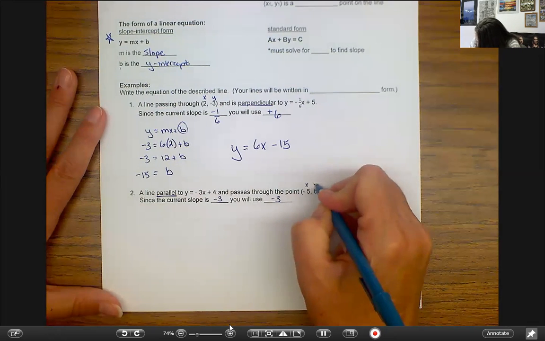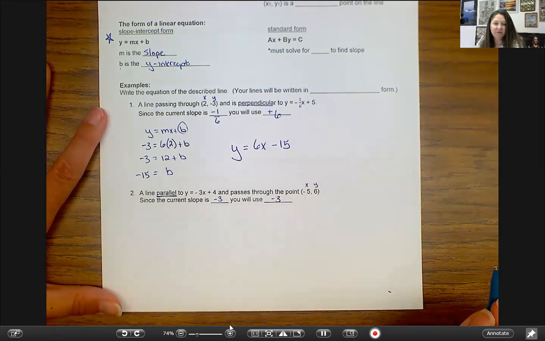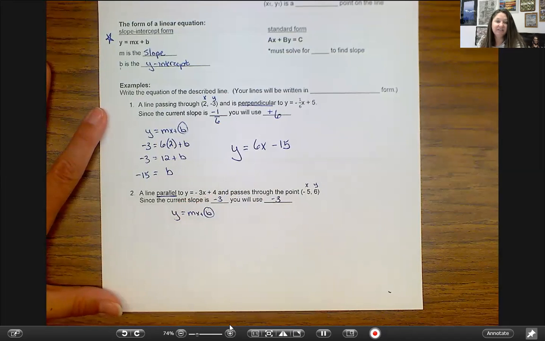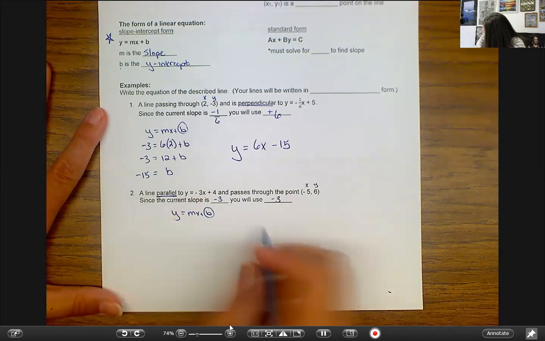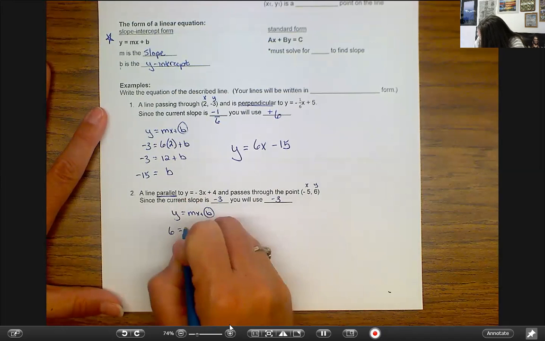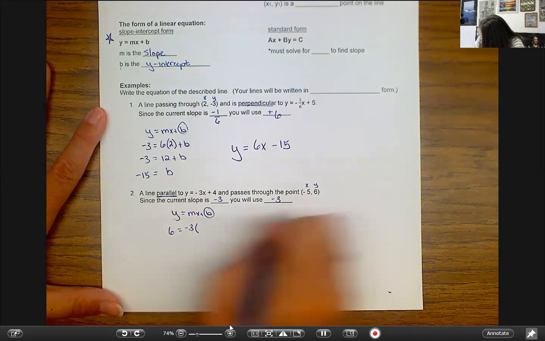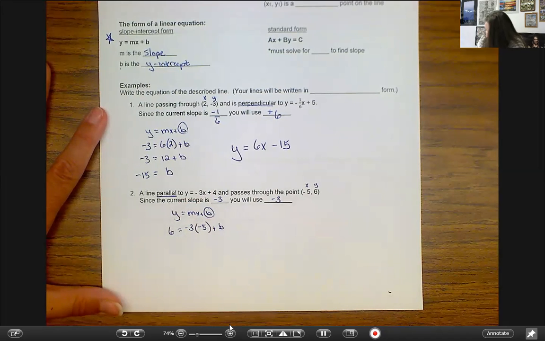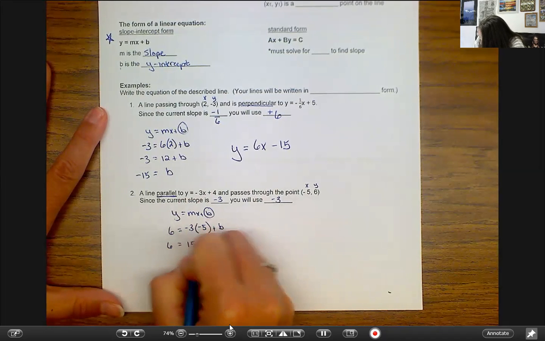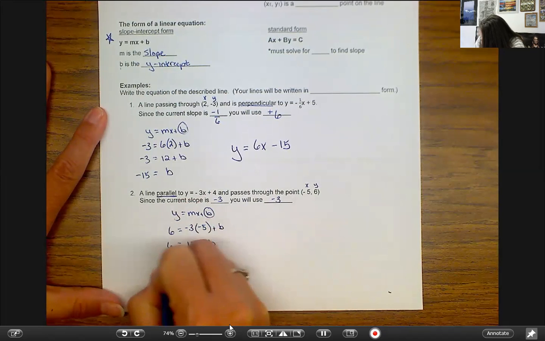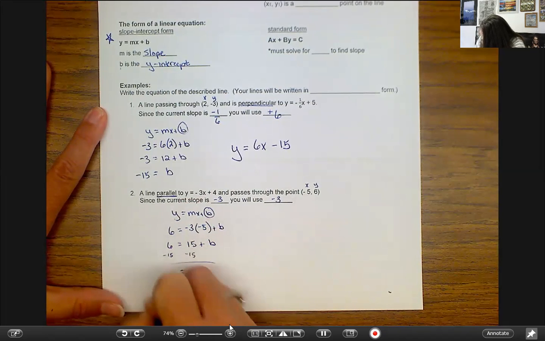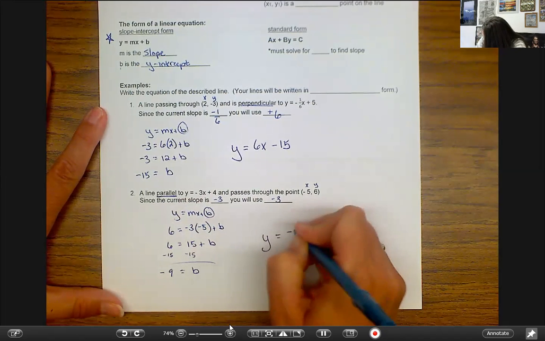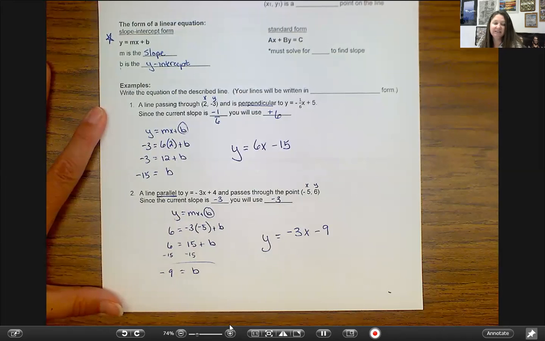And I have values for x and y from my point. So if I plug into slope-intercept form, the y-intercept is what I want to be solving for. I have a y-coordinate of 6, a slope of -3, an x-coordinate of -5, and I can then solve for that y-intercept. We would subtract 15 from both sides to do that, and b would then equal -9. So my equation would become y equals -3x minus 9.